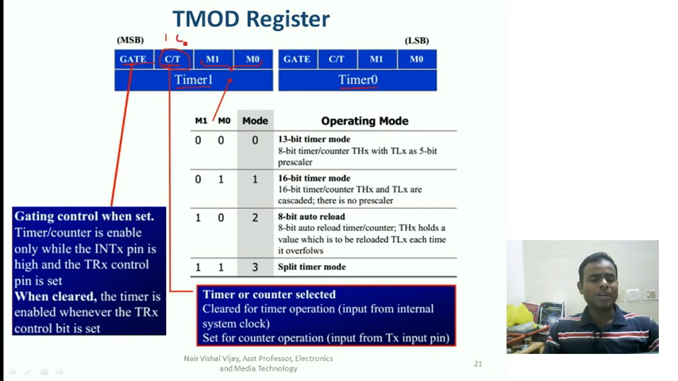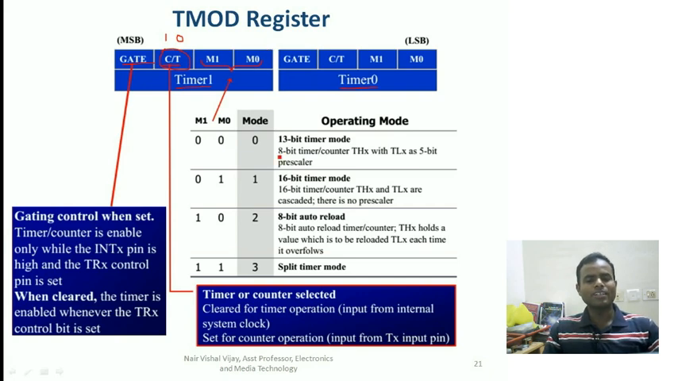So whatever bits you write in this register, you set it either as a counter or as a timer. Now M1 and M0 are two bits which decide the modes of your timer. When these bits are 00, 01, 10 or 11, you select mode 0, 1, 2 and 3.